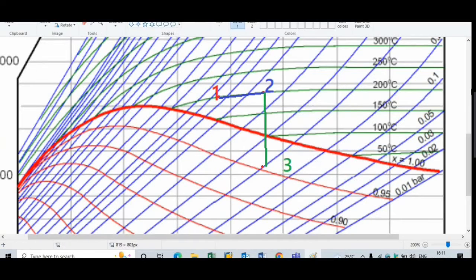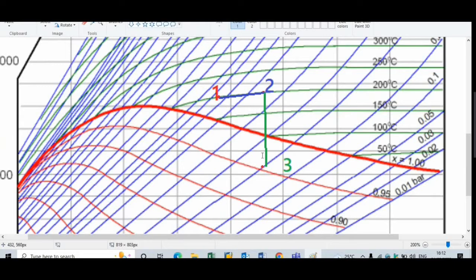Now what is the question? So the question is that with the help of the Mollier diagram, we have to determine the change in entropy and change in enthalpy during the process. Now two processes are taking place: expansion with constant enthalpy and expansion with constant entropy. Now we will find out what is the change in enthalpy and entropy.